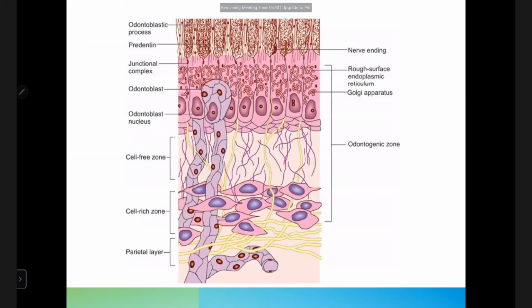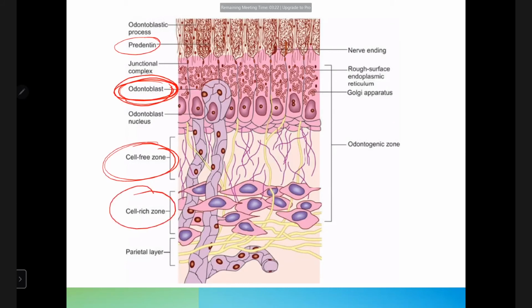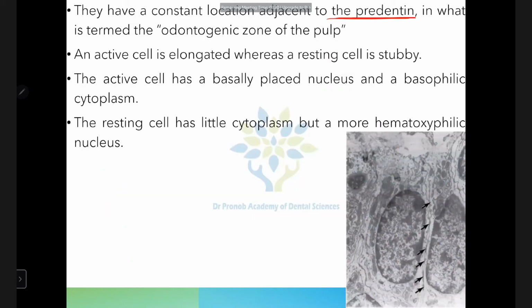So here you can see the odontogenic zone. Here we can see the cell-free zone. Odontoblast, see, here you can see the odontoblast. There is predentine, and residing adjacent to the predentine, we have the odontoblasts. Then we have the cell-free zone, cell-rich zone. Okay, next. These odontoblasts have a constant location adjacent to the predentine in what is termed the odontogenic zone of the pulp, right? What is this layer called? It is called the odontogenic zone of the pulp, the first layer.